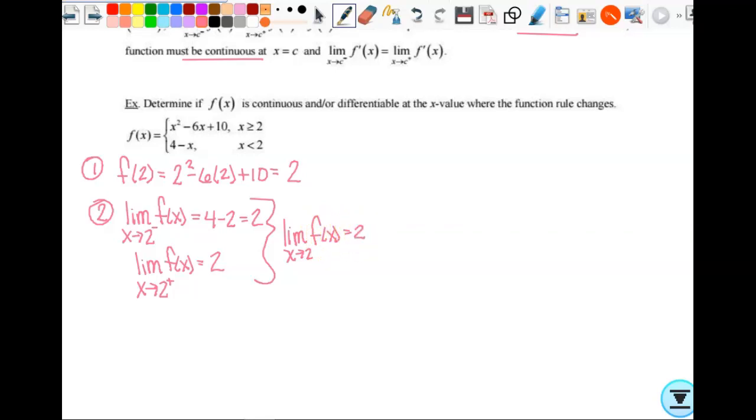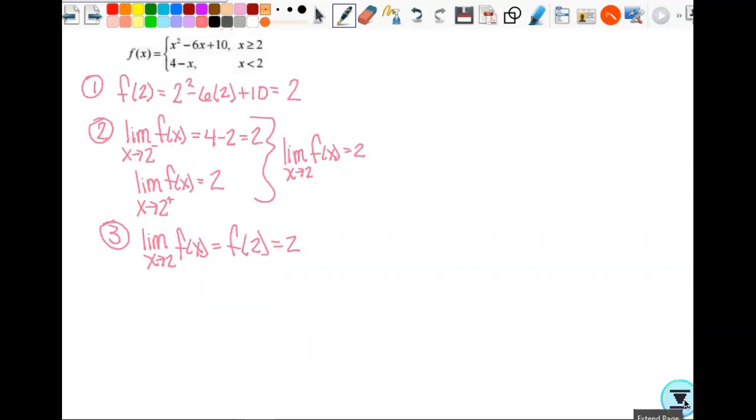The point exists, the limit exists. My third thing is that the limit and the point are equal. So the limit as x approaches 2 of f of x is equal to f of 2, which is equal to 2. Since I've shown all 3 parts, what does that mean? It's continuous. So I can say therefore, like all of this stuff is my explanation, right?